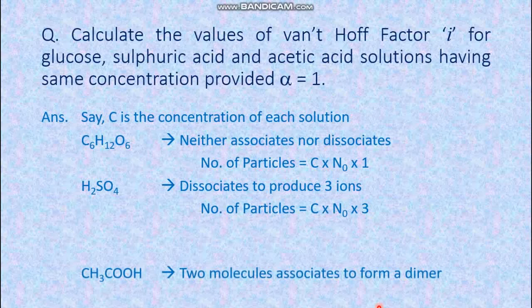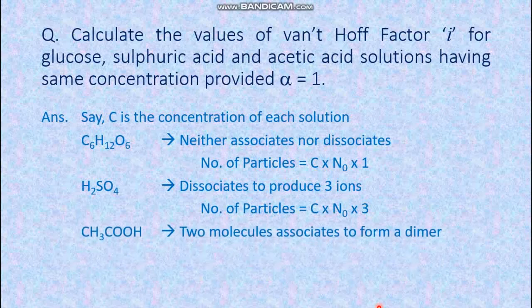Okay, and in case of acetic acid, 2 molecules associate to form a dimer. In that case the number of particles becomes halved, that means it becomes 0.5 times. So C into N0 into half. So what should be the values of i?